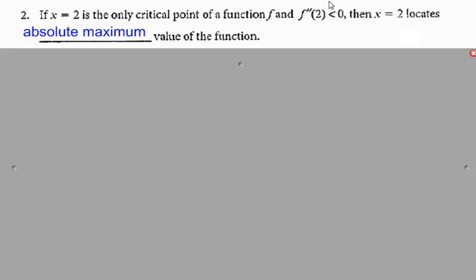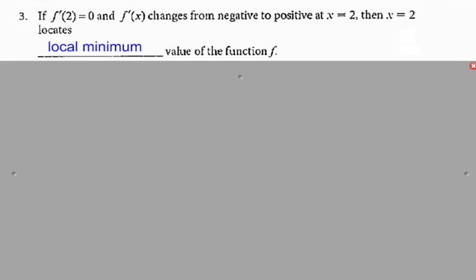Okay, if f prime of 2 equals 0, and f prime changes from negative to positive at x equals 2, that means that f of x is decreasing, getting flat, and then increasing. That would be a minimum. We don't know if it's the absolute minimum. We just know for sure it's a minimum. So we'll say a local or relative minimum.